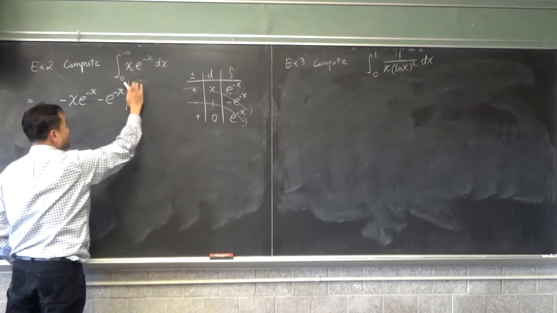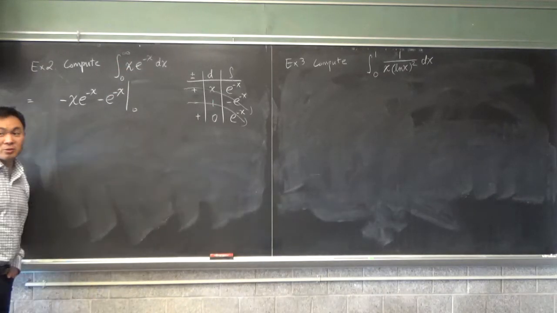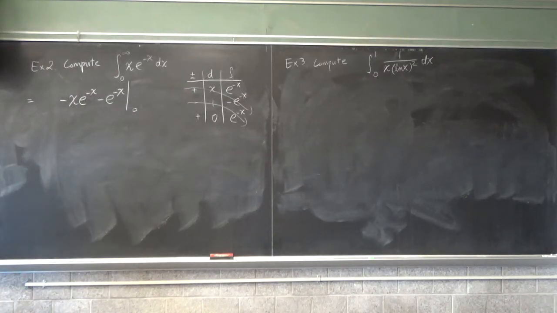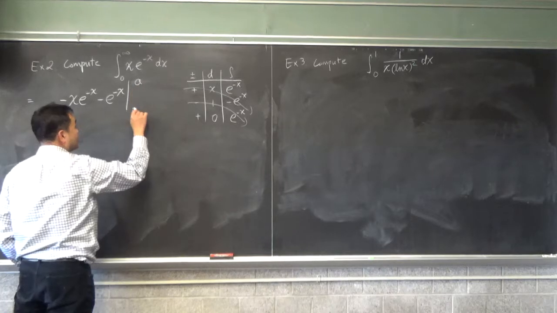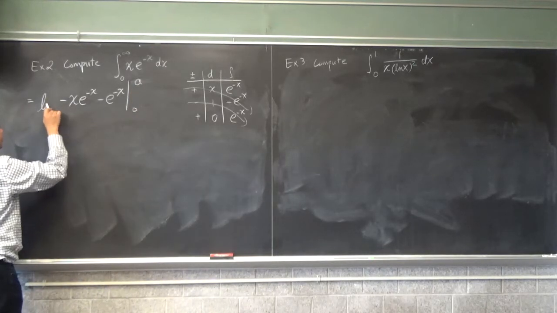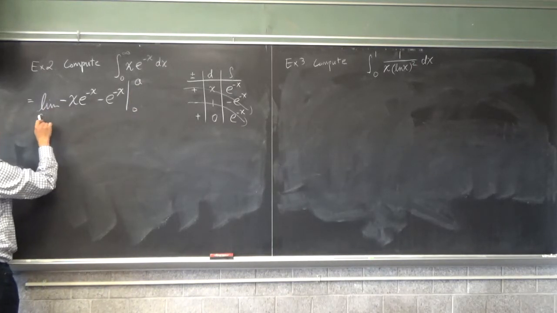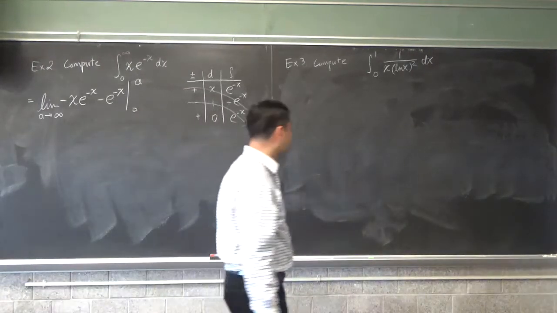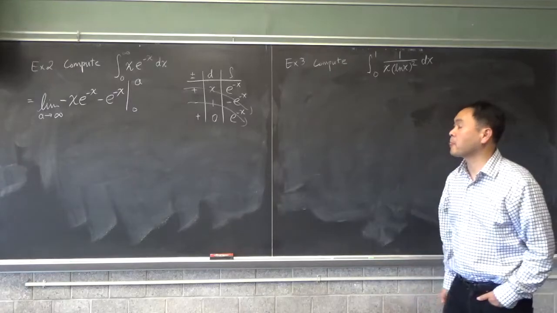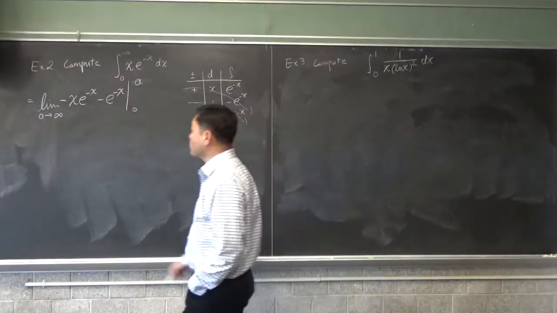Oh, but wait, we decide not to do that. We always want to assign a letter for infinity and take limit of a going to infinity. That's the way we decide to do it. Okay, let's further calculate this.